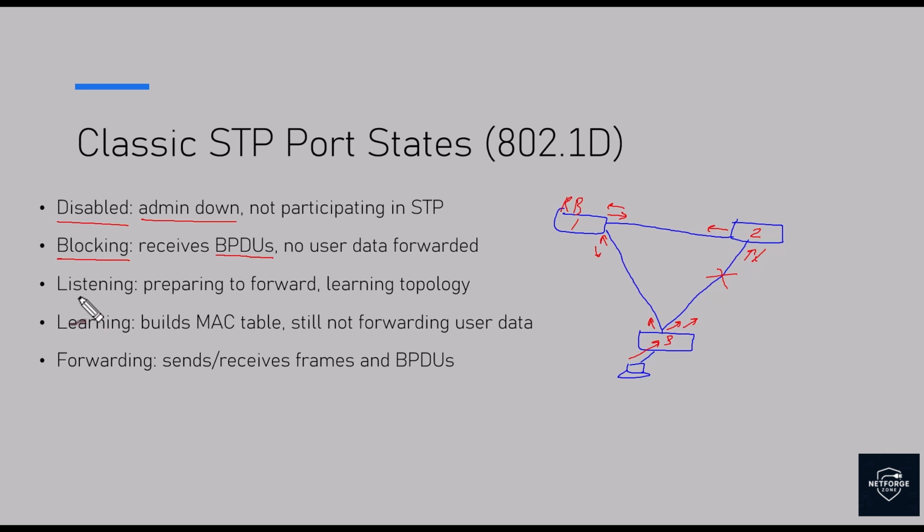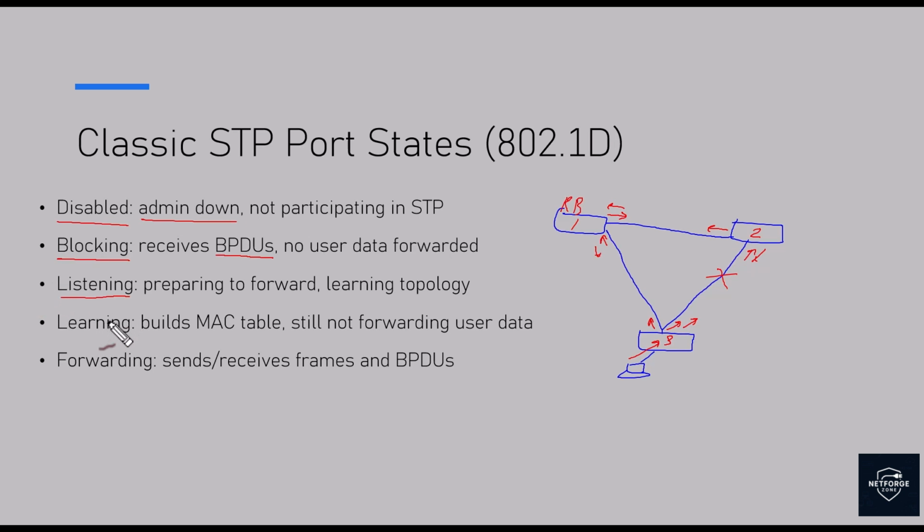The next stage is going to be listening. In this phase, we are trying to prepare ourselves for forwarding. What we are going to do in this case is we just receive the BPDUs, we process them, we know which one of the switches is going to be the root bridge, what is our role in the network, and this is all happening in listening state. We just want to make sure that there is no loop in the network. So listening is where we check for loops in our network.